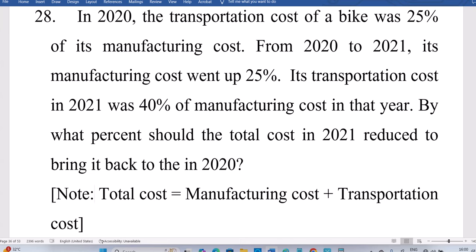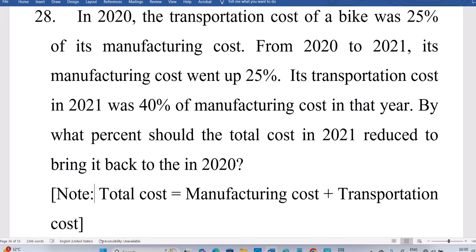See, in 2020, manufacturing cost plus transportation cost gives some amount. In 2021, manufacturing cost plus transportation cost gives some amount. Now the amount in 2021 should be brought back to the 2020 amount. Let us say you have 100 rupees and it becomes 125. Now to bring it back from 125 to 100, what percentage decrease is required? I want to bring it back.